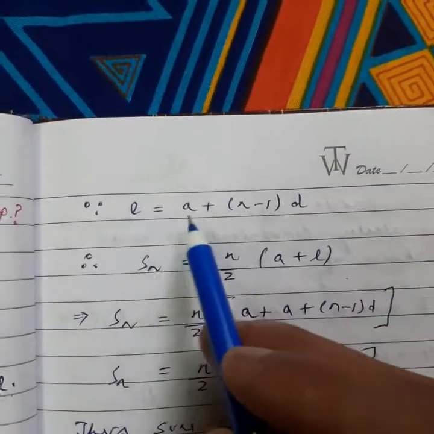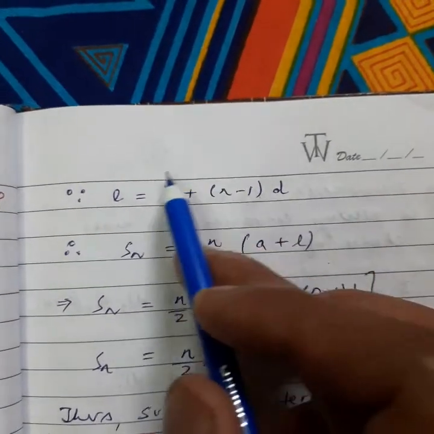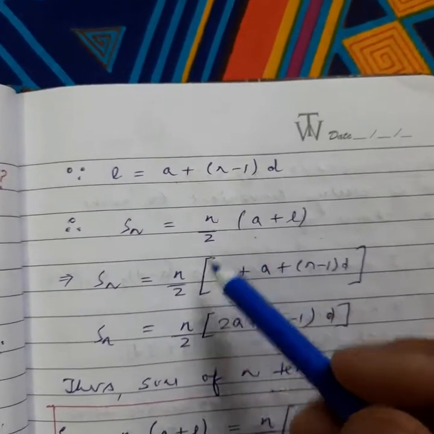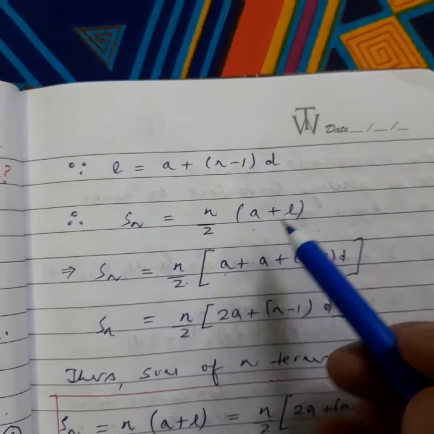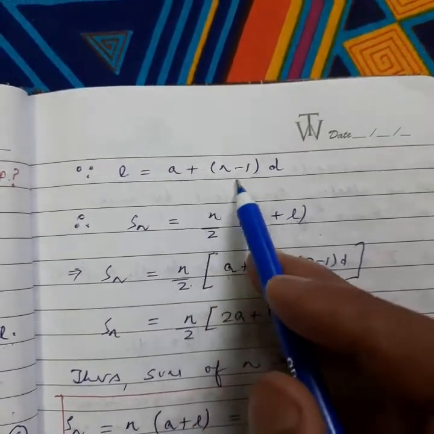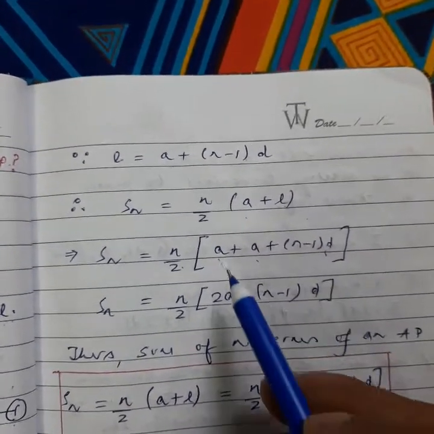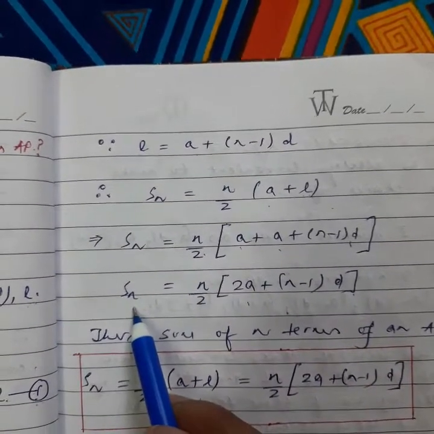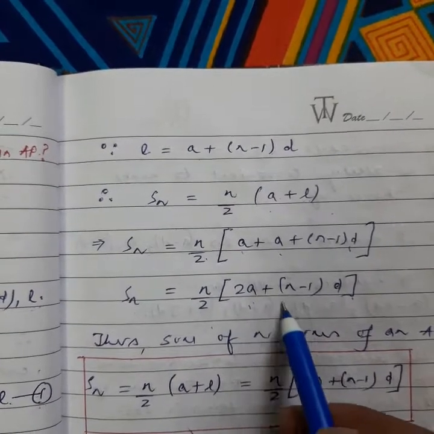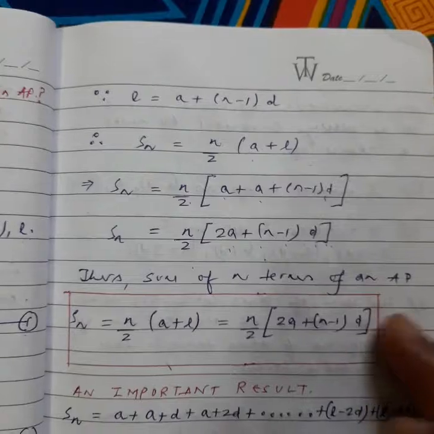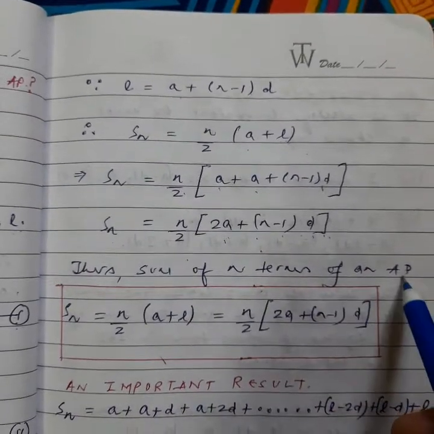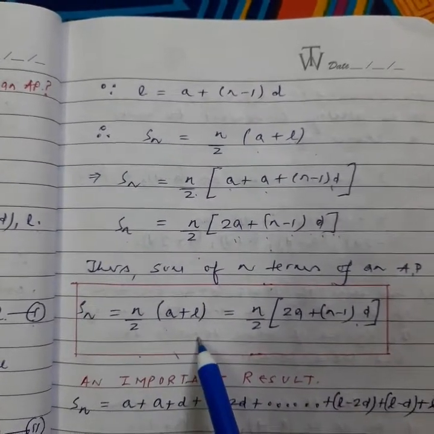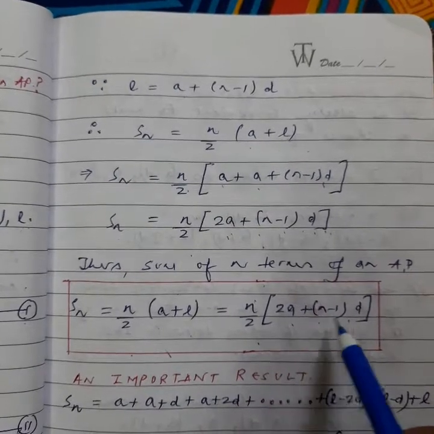So let us extend this formula. Since we know that L equals A plus n minus 1 into D, if we put this in the formula Sn, that was n by 2 into A plus L, n by 2 is kept as usual, A is kept as usual, and L will be replaced by A plus n minus 1 into D. So we will get A plus A, that is 2A, plus n minus 1 into D. So we have one more formula to calculate Sn, that is n by 2 into 2A plus n minus 1 into D. So keep in mind, the sum of n terms of an AP can be calculated using both formulas, that is n by 2 into A plus L or n by 2 into 2A plus n minus 1 into D.